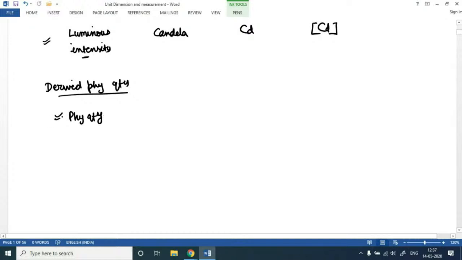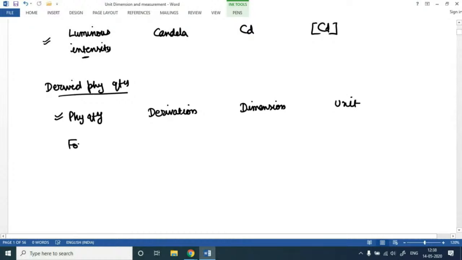Physical quantity is given to us. So we want its derivation first. Its derivation means its relationship with the fundamental physical quantity. And then we must be able to write its dimension, and then we must be able to write its unit.